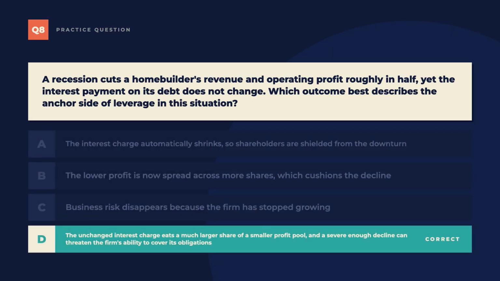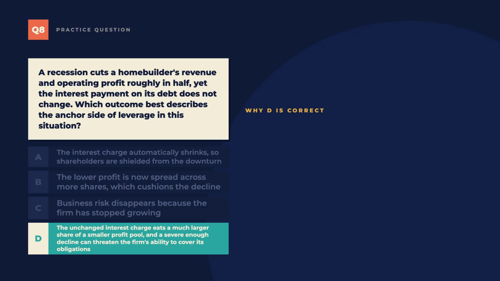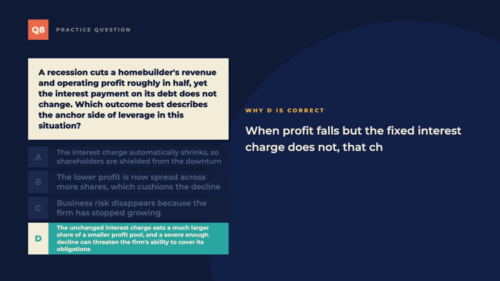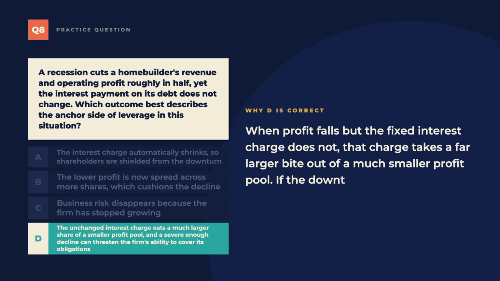The correct answer is D. The unchanged interest charge eats a much larger share of a smaller profit pool, and a severe enough decline can threaten the firm's ability to cover its obligations. D is correct because when profit falls but the fixed interest charge does not, that charge takes a far larger bite out of a much smaller profit pool. If the downturn is severe enough, the firm may struggle to cover its obligations at all. That is the anchor effect in action.